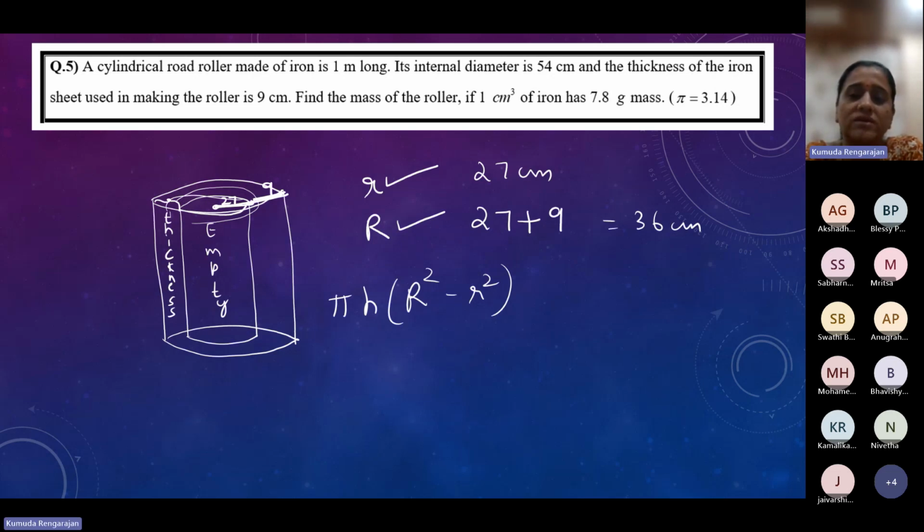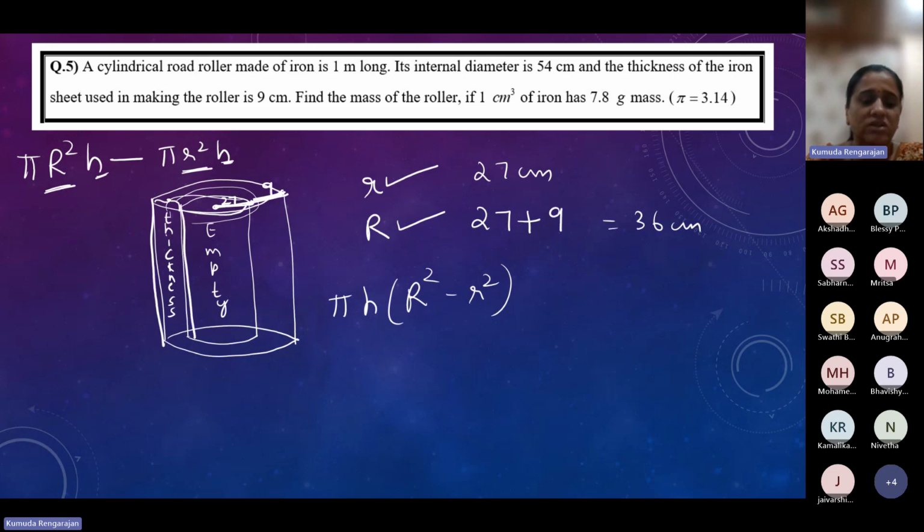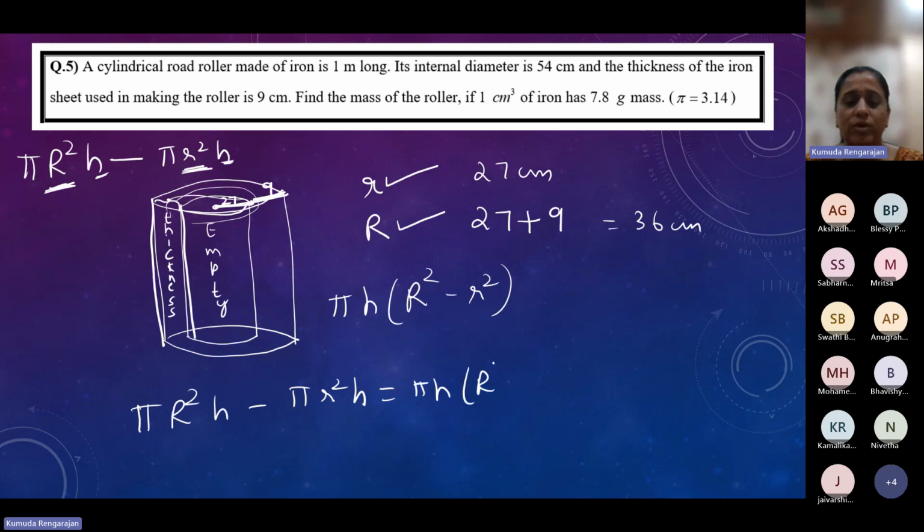So here also volume is external volume minus internal volume. External volume, that is pi capital R square h, minus internal volume, pi small r square h. Both are cylinders. Height will be the same, h. Internal height, external height, both are the same. The radius is different. Internal radius is different from the external radius. So the volume of the roller is equal to external volume minus internal volume. When you take out common, you get pi h into capital R square minus small r square.